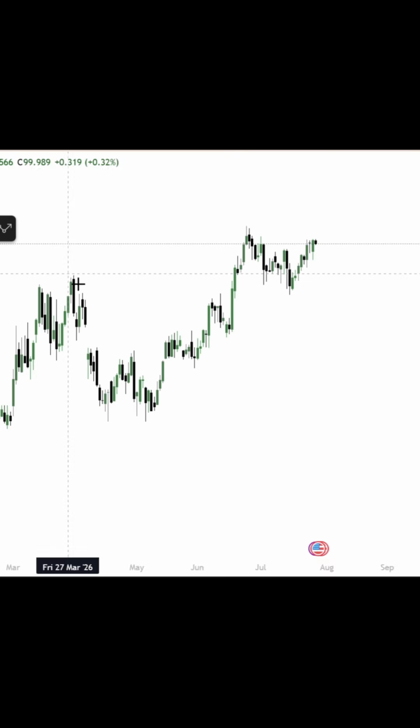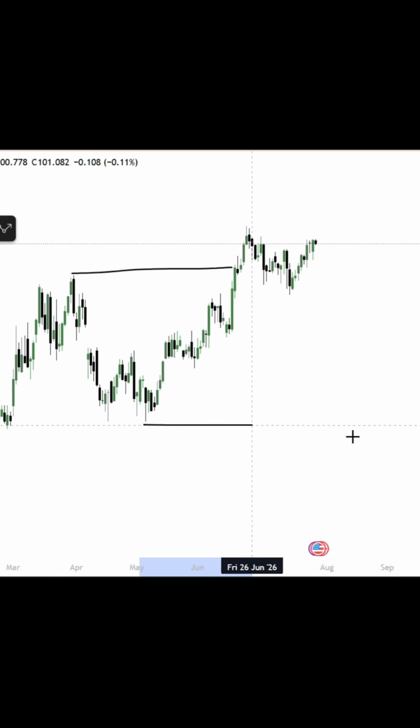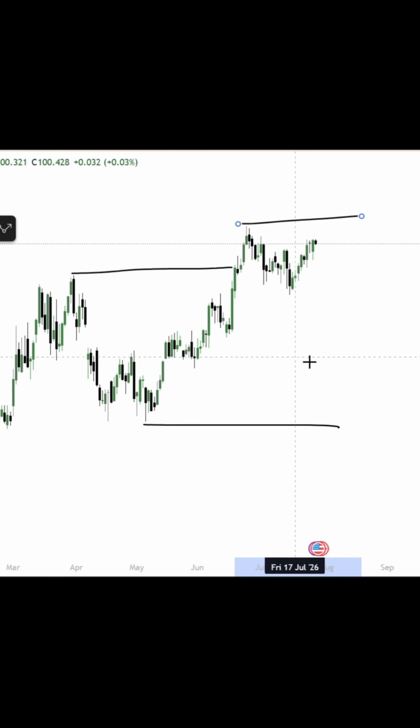Starting off with DXY on the daily time frame, we can see we've had that break of structure towards the upside, and this is the swing structure that we are trading within. Now, from last week, we were saying that this internal trend was pushing price towards the downside. We were expecting this to hold to push us down to points of some liquidity.